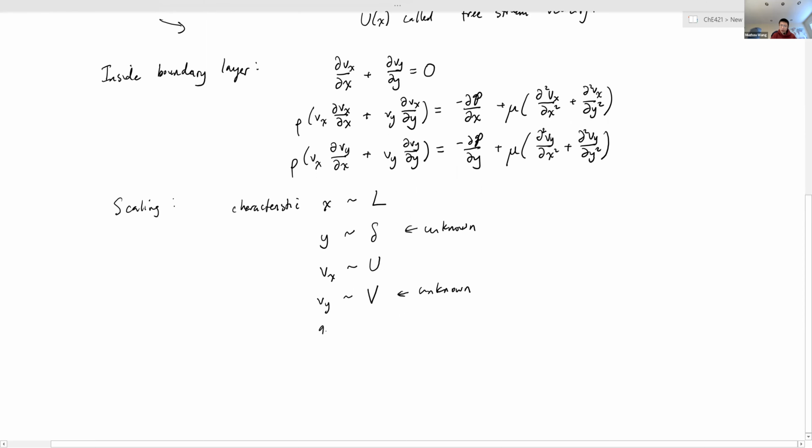And then our pressure here, let's assume first that this pressure goes as the inertial scale, rho u squared. And so we can define, for instance, non-dimensional variables. X could be defined as that. Y could be defined as that. And then, of course, all the other stuff.